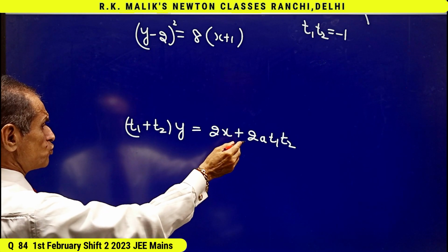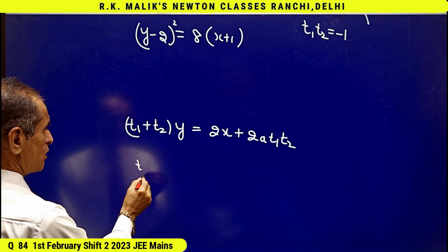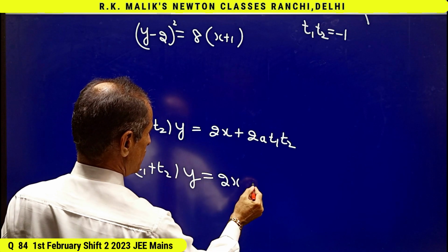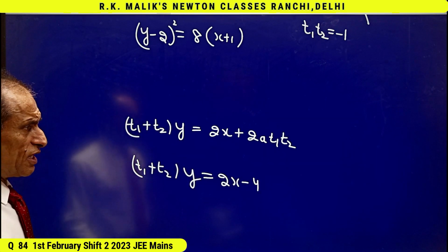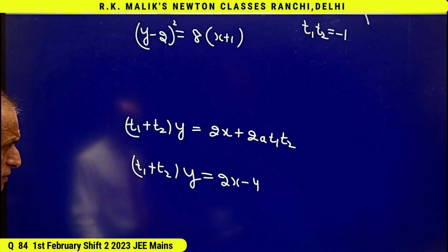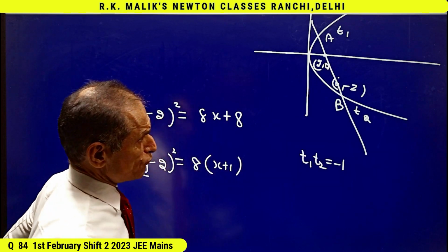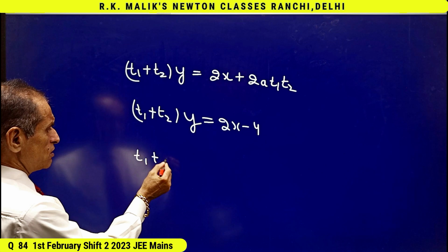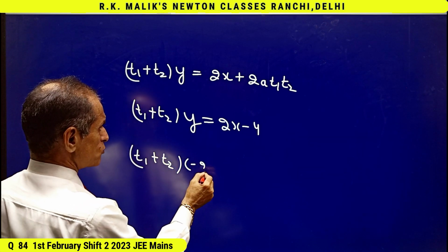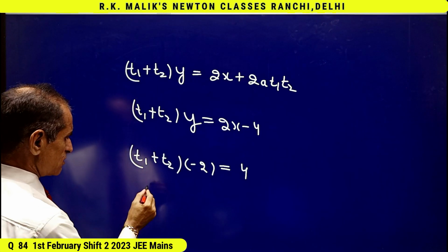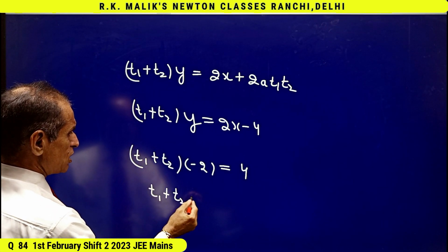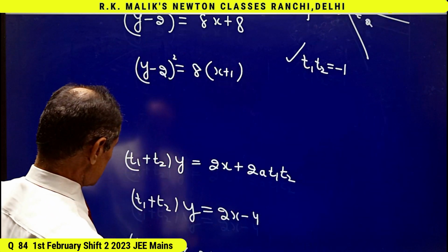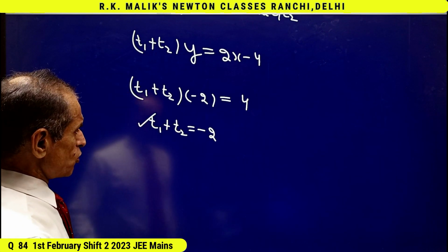Here a is 2 and T1 T2 is minus 1. Therefore, the equation of chord becomes T1 plus T2 into y equal to 2x minus 4. Because the chord is passing through the point 4, minus 2, this point will satisfy it. That is T1 plus T2 into minus 2 equal to 4, that is T1 plus T2 is minus 2. Now T1 T2 and T1 plus T2 are known to us.